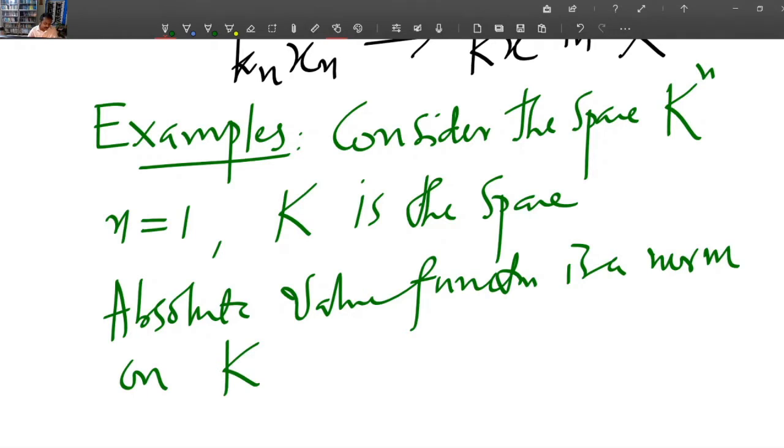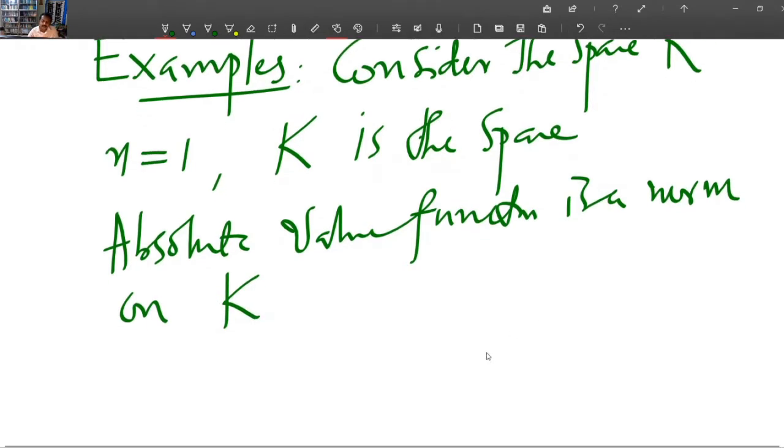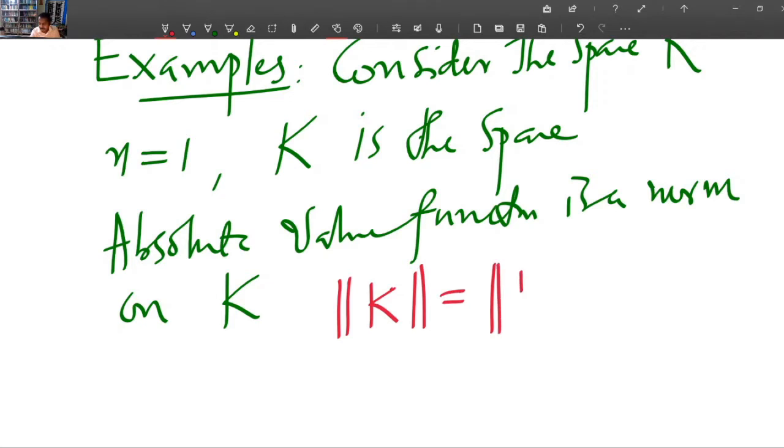So the absolute value function is a norm on K. And further, you have the norm of k, which we can write as k times 1, and using the definition it is the modulus of k times the norm of 1.